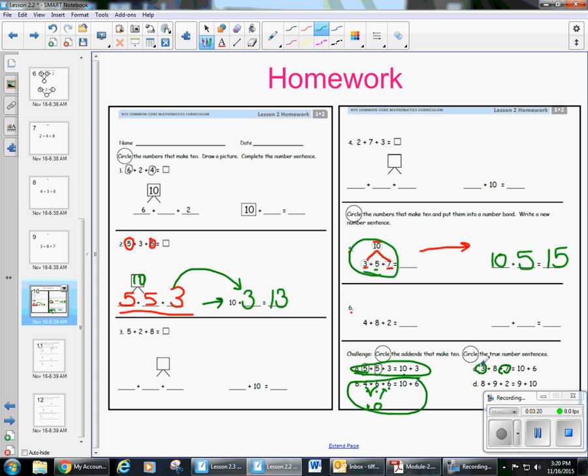So is 3 plus 8 plus 7, is that the same as 10 plus 6? Well, the 7 and 3 would be 10. 8 would be left over, but that's not what this says. So that would not be true.